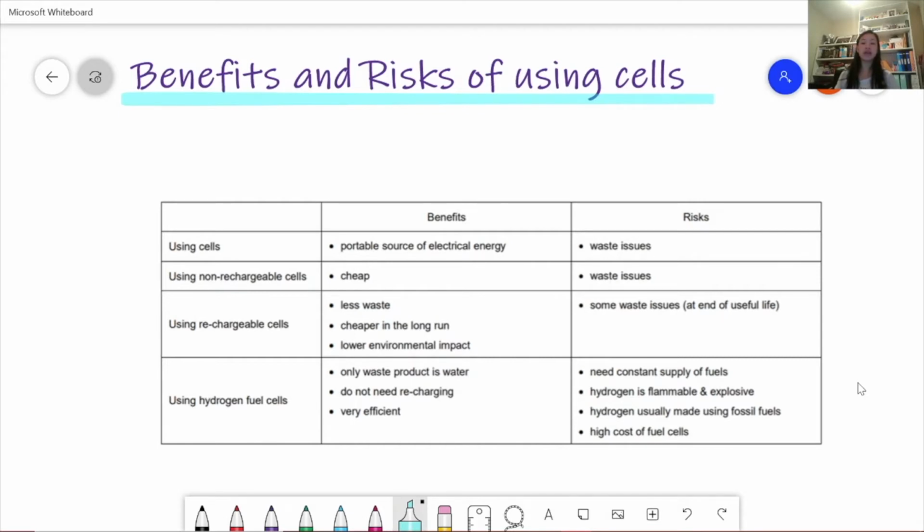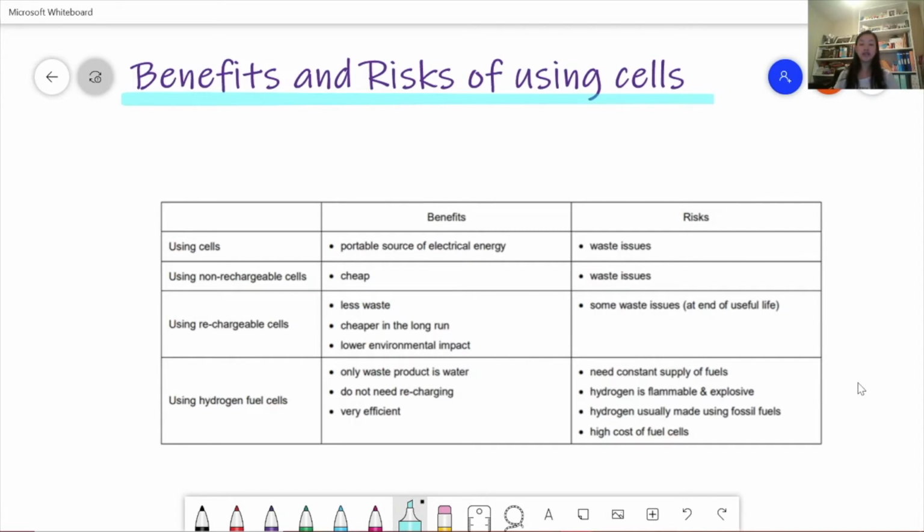The benefits of using rechargeable cells are that they make less waste because we can use them more than once. They're cheaper in the long run because we can always constantly recharge them, and they have a lower environmental impact. However, there are still some kind of waste issues at the end of their lives, but obviously this will be a lot less compared to the non-rechargeable cells.